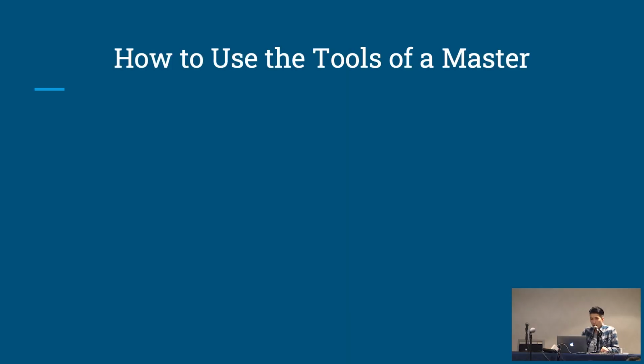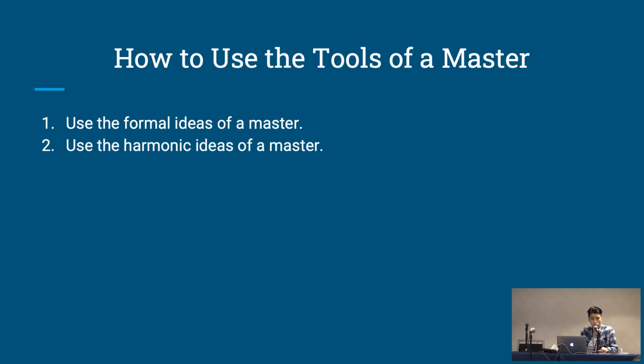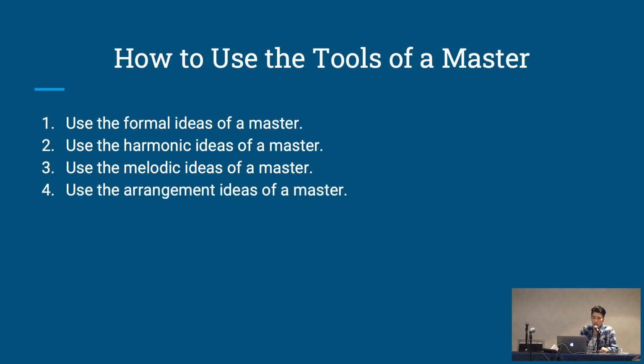All right. So now that we've learned how to model the work of a master, now it's time to use the tools of a master. First, use the formal ideas of a master, which we kind of covered, which is basically what you did in the first two examples, modeling really closely. Number 2, use the harmonic ideas of a master. Number 3, use the melodic ideas of a master. Finally, use the arrangement ideas of a master.